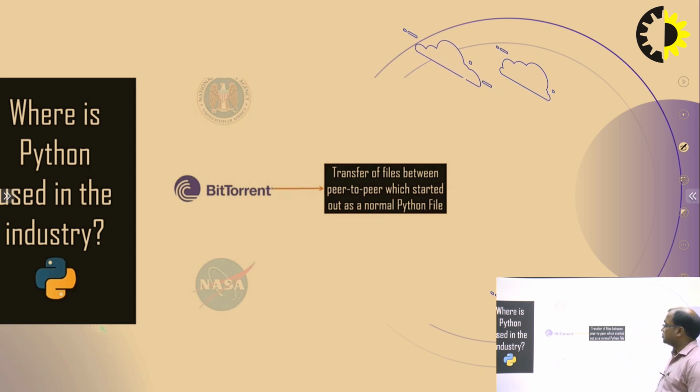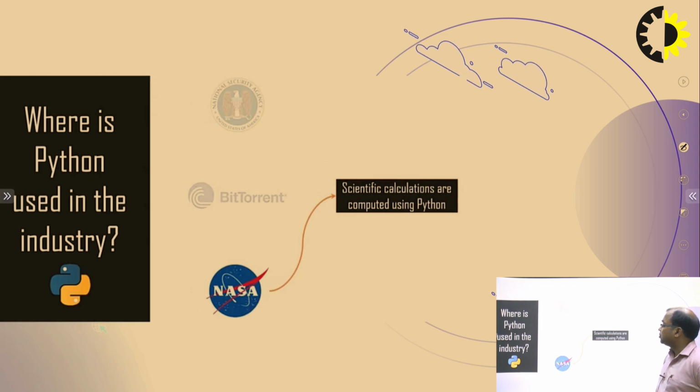Next and last, last but not the least, NASA is also using scientific calculators to calculate typical mathematical calculations, and they are using Python programming for the same. So scientific calculations are computed using Python at NASA, we can say.